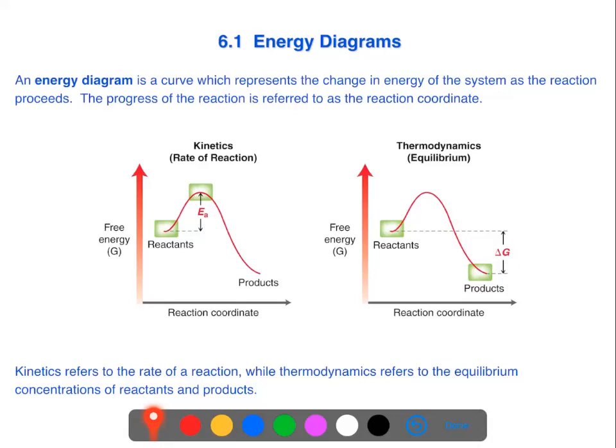Whereas when we're looking at the kinetics of a reaction, we're really focusing on the amount of energy, which we refer to as the activation energy, the amount of energy required for those reactants to overcome some barrier to product formation. So again, the kinetics refers to the rate of a reaction, while thermodynamics refers to the equilibrium concentrations of reactants and products.